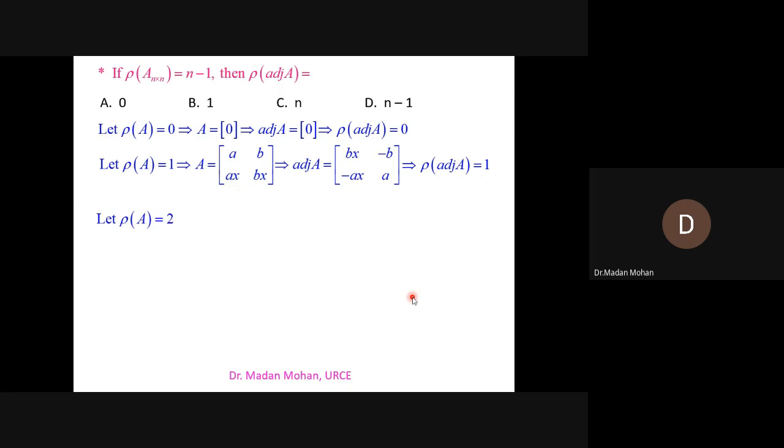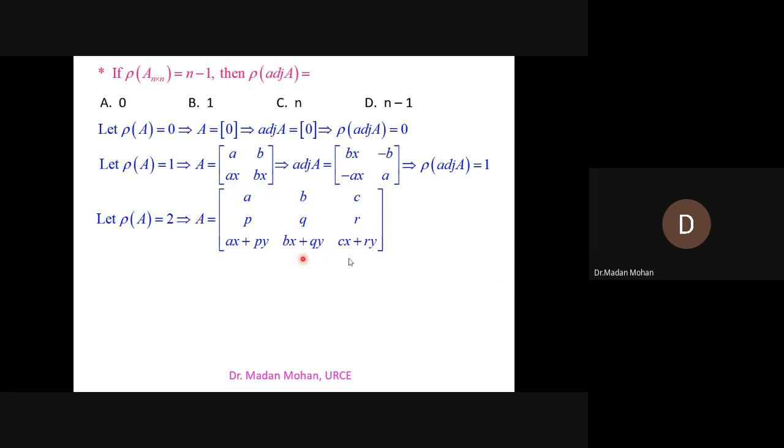Suppose the rank of A is 2. I am taking third order now. I have 2 linearly independent row vectors: A, B, C and P, Q, R are linearly independent. This third one should depend on them: AX plus BY, BX plus QY, CX plus RY. General form I am taking. Please observe. Multiply the first row with X, multiply the second row with Y, and then add. You are getting the third row. Means the third row depends on the first and second rows. Third row dependent, delete. Hence rank is 2. That's why I have taken the general form.